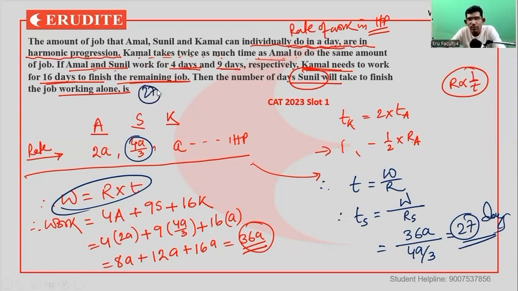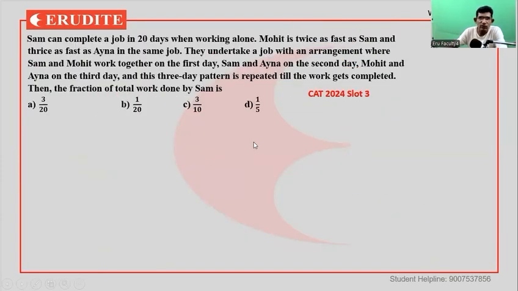So in this question, they have mixed time and work with harmonic progression. That makes it a very interesting and beautiful question. So talking about the next question. This appeared in CAT 24 slot 3. It is about alternate work, which is a very common theme in time and work. So let's work it out.